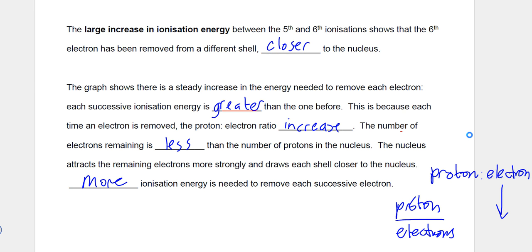So two different ways of thinking about it, either in terms of the proton-electron ratio or as a more general description of how it becomes more difficult to remove electrons from ions which have an increasingly positive charge.